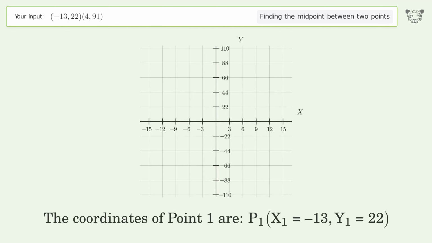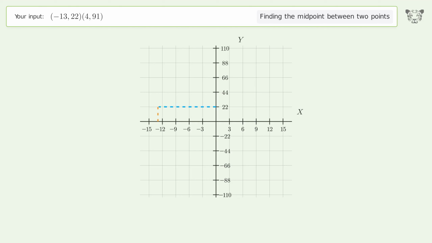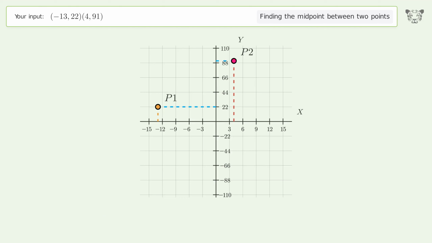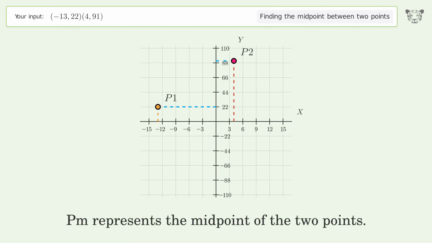The coordinates of point 1 are, x1 equals -13, y1 equals 22. The coordinates of point 2 are, x2 equals 4, y2 equals 91. PM represents the midpoint of the 2 points.